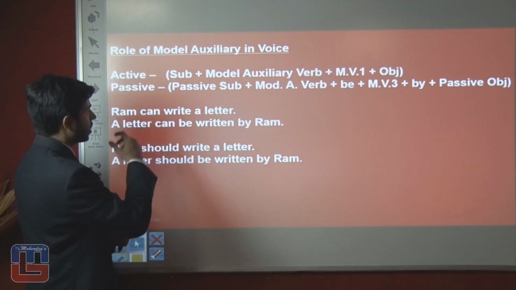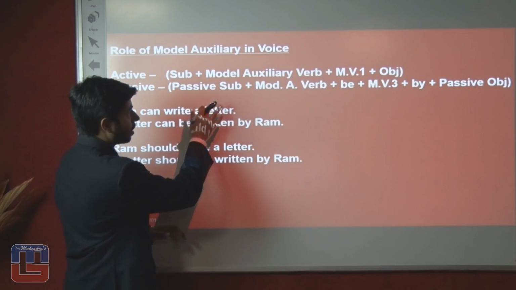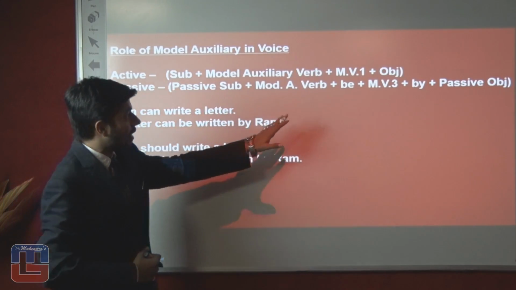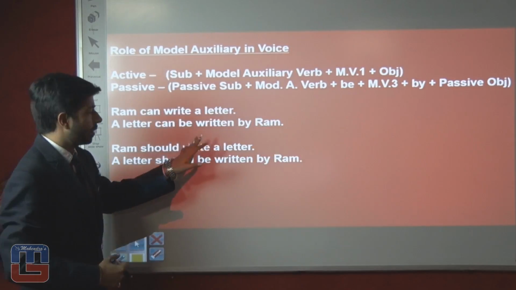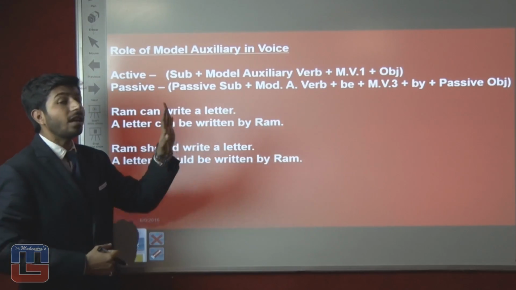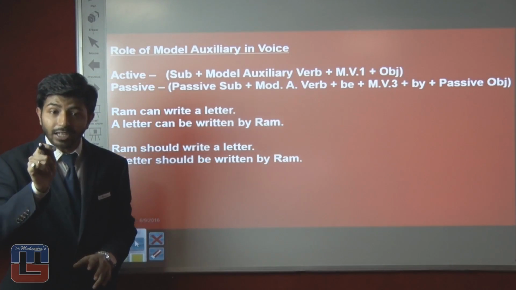Just have a look at the structure of passive voice. Passive subject plus modal auxiliary verb plus be plus third form of the verb plus by plus passive. Just have a look at the example. Ram can write a letter.